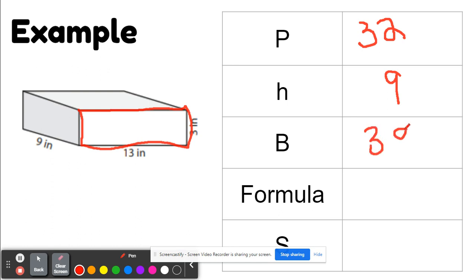And remember in our equation, we're saying okay, it is the perimeter, so 32 times my height, which is 9, plus 2 times the area of my base. So I'm saying 2 times 39.